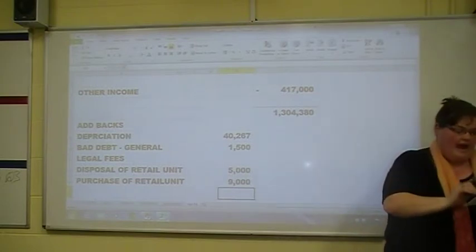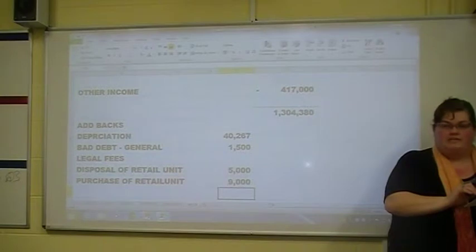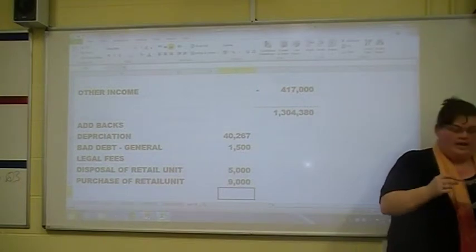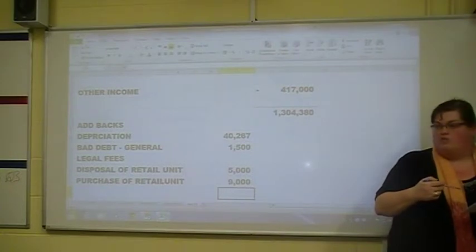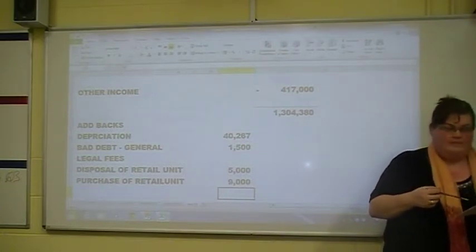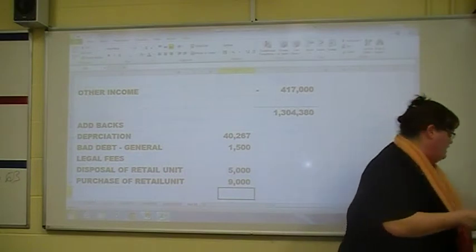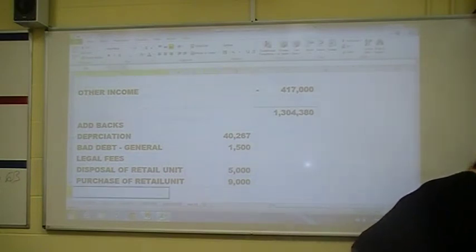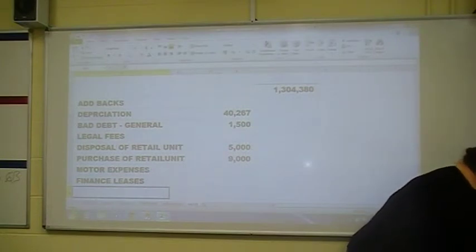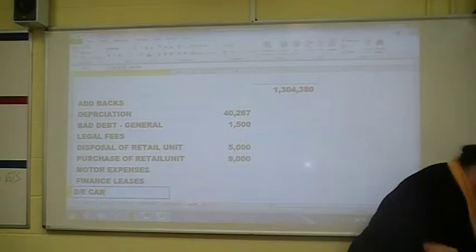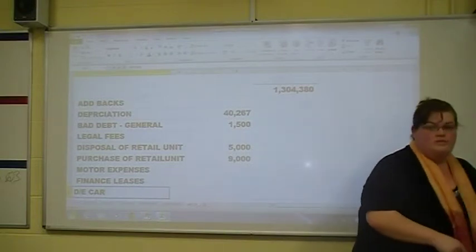But the D&E car, so 165 grams per kilometre is a D&E car. So there's actually a formula you have to use, and we want to add back a portion of the finance leases. Okay, so if you've got a D&E car, motor expenses and our finance leases. This is a D&E car, and it costs us 27,000.